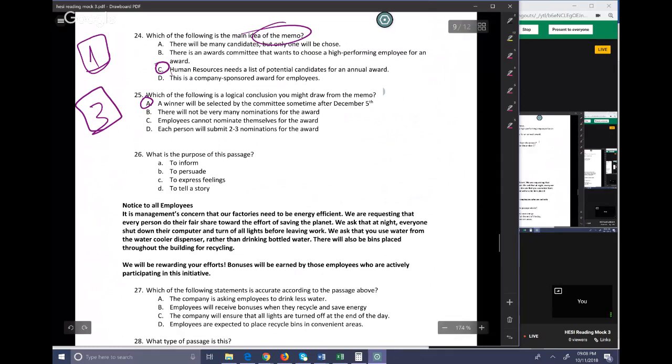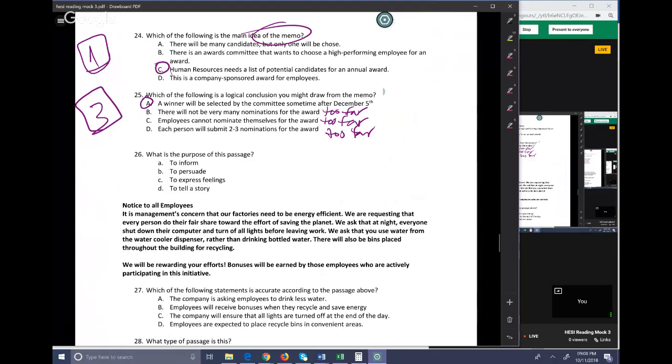B is too far. It says there will not be very many nominations. We have no idea how many there will or won't be. We don't know the size of the audience that this is written to or anything else. I also said too far for C. In fact, I said too far for all the other answers. Employees cannot nominate themselves is not mentioned either way. So we can't infer that they can or can't, because we would need a little bit of context to assume that you can or can't do that. Each person will submit 2 to 3 nominations. We have no idea what each person will submit.